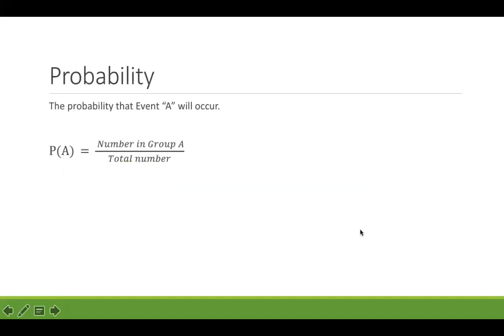So next is probability. Probability is the chance that a certain event, we say event A, for example, will occur. So the formula for probability is the number in group A over the total number. So you can kind of see a parallel with proportion, even though they're different.